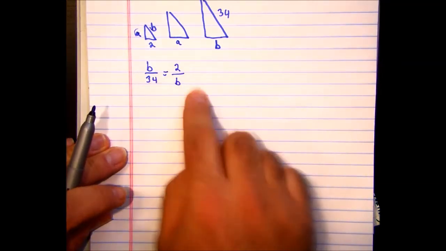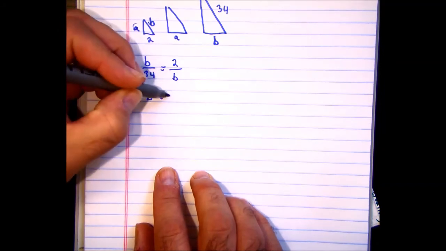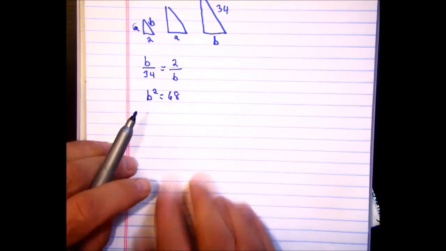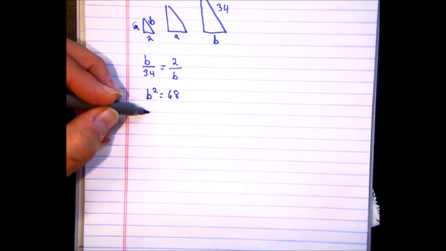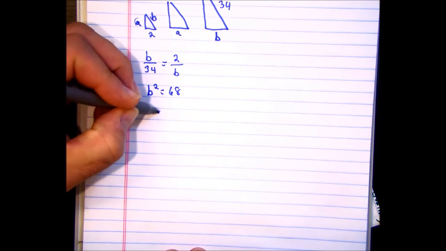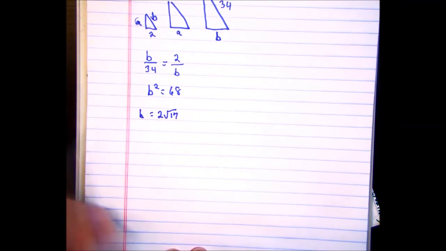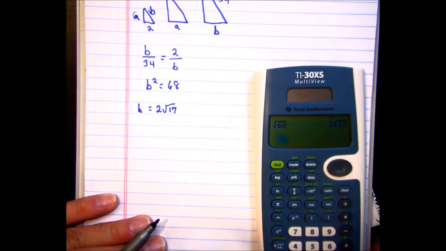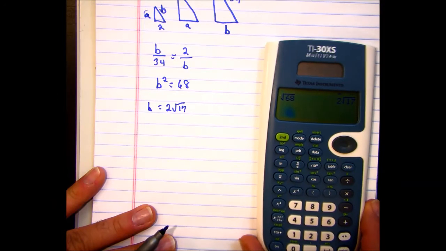This is an example of a geometric mean problem. So you cross multiply, you get B squared equals 68. And the square root of 68 is 2 square root of 17. Remember, this is why you have that calculator, so that it does it for you. This is what that calculator looks like. This is the one you should have for your exam.